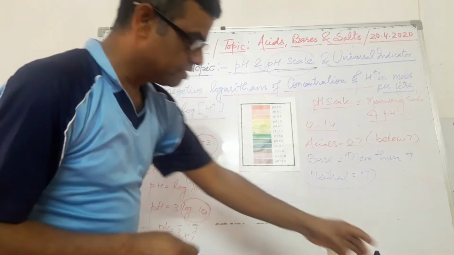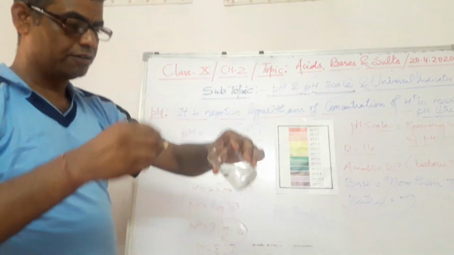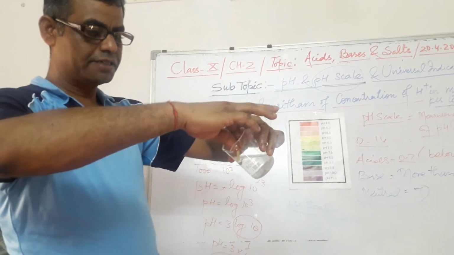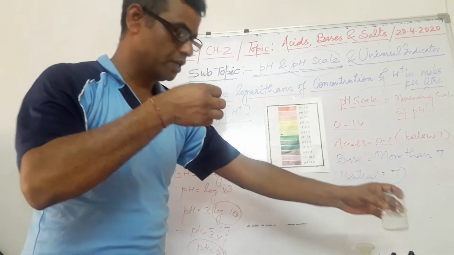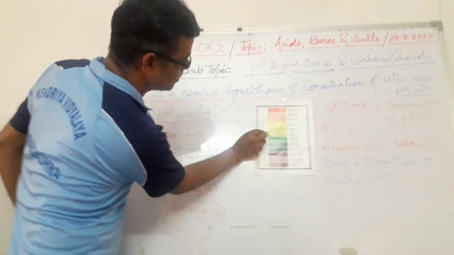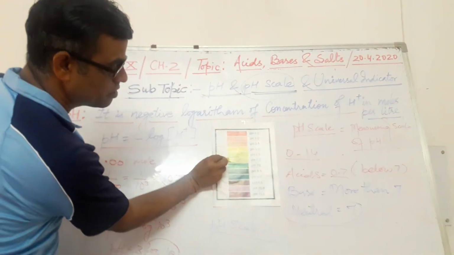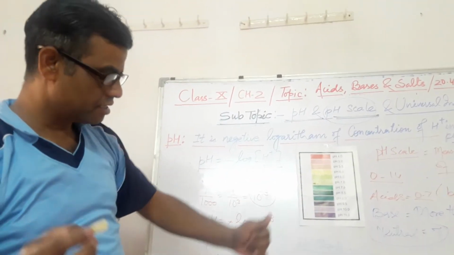Now the last one, this is the tap water, the drinking water which we use at our home. I am dipping into this and you will see the color. Again it is matching with pH 7, meaning again it is neutral, and the pH of this is 7.